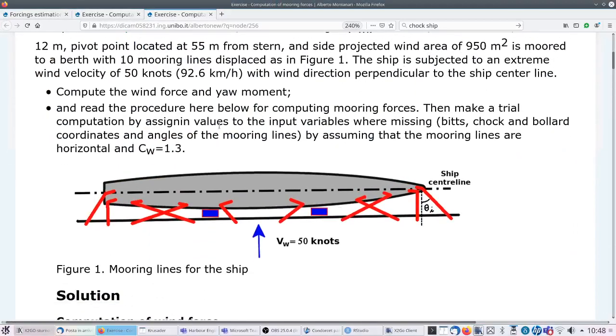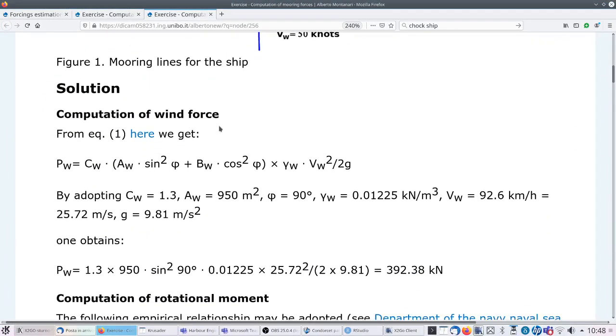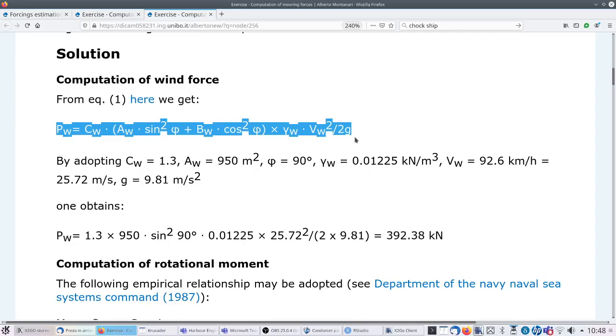Okay, so let's go down. Solution, computation of the wind force. From equation 1 in the web page of computation of environmental forces, which is linked here, we get from that web page that we have to use this relationship. This is general for any value of wind direction.